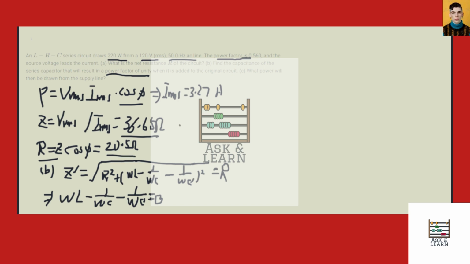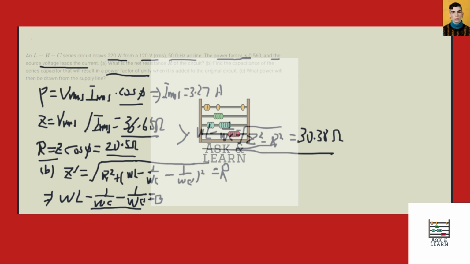So let's say omega L minus 1 over omega C here simply equals the square root of Z squared minus R squared. The reason why this is positive is that the voltage leads the current. So just plugging in these two numbers, we obtain that this equals 30.38 ohms.